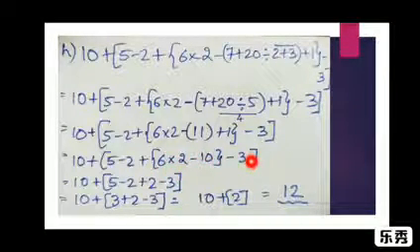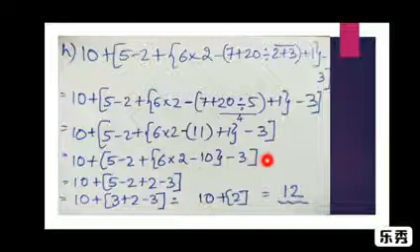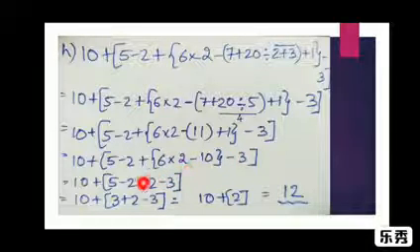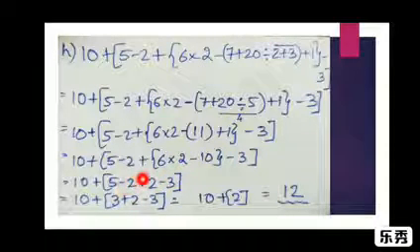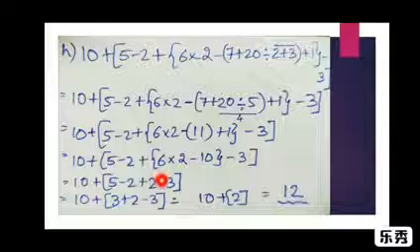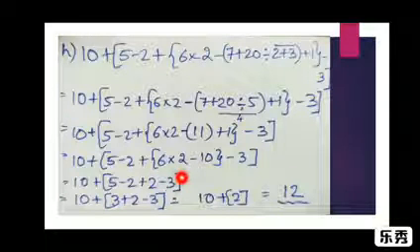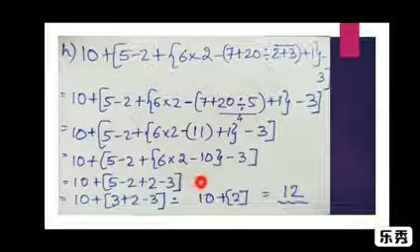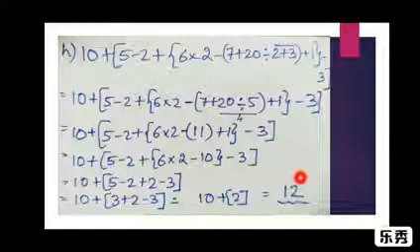After that, we are left with the square brackets. 10 plus 5 minus 2 is 3 here, this 2 is the 2 here, and the minus 3. Now 3 and 2 is 5, again 5 minus 3 is 2. So 10 plus 2 is your 12, which is your answer.